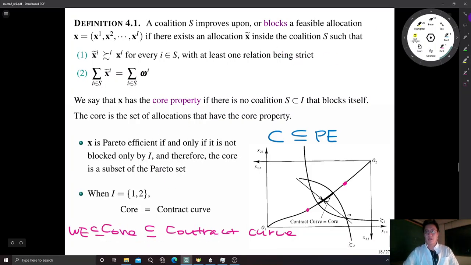I'm going to show this one later. Okay, so let me just highlight the relationship between the core and the contract curve here. In case of two players, they are equivalent, but in case of more than two players, the core is a subset of the contract curve.